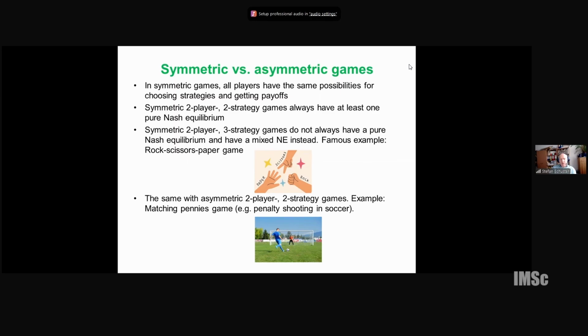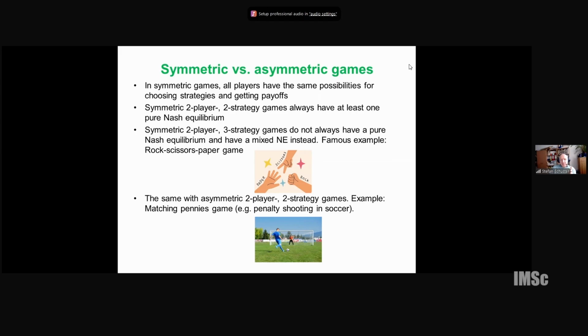To explain even more the difference between symmetric and asymmetric games. So the first point I have explained already. There is an important result in game theory, namely that in symmetric 2-player, 2-strategy games, always at least one pure Nash equilibrium exists. Pure means that the player decides just for this strategy and does not change. So there's no probability between 2 strategies involved, but just one decision. I mean, there can be 2 Nash equilibria, but finally both players agree upon one of them.